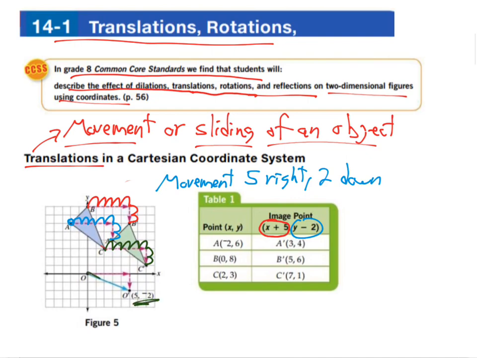This arrow, this slide, this is called a slide arrow. That arrow shows how we moved the entire triangle. It's a movement of 5 to the right and 2 down. So that diagonal sliding arrow shows how we moved the triangle. We moved the triangle down to the right, 5 right, 2 down.